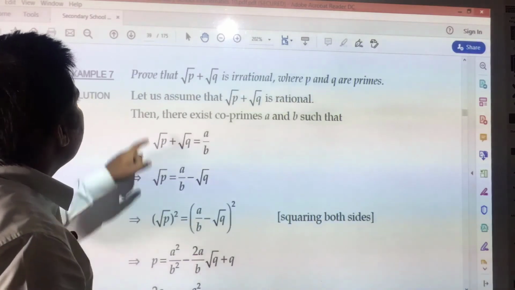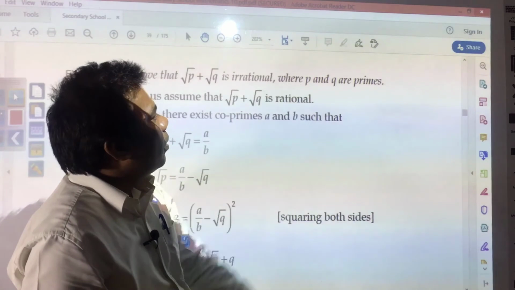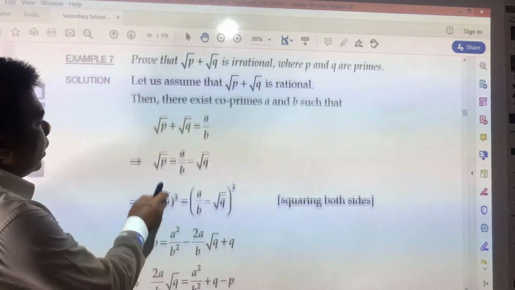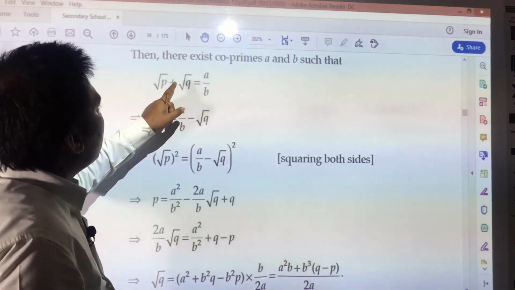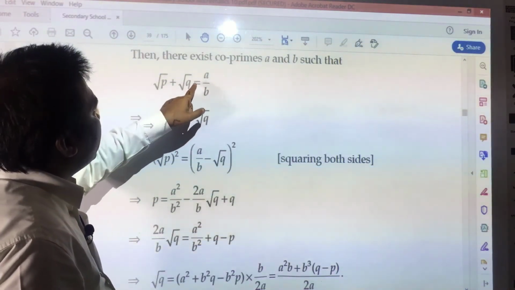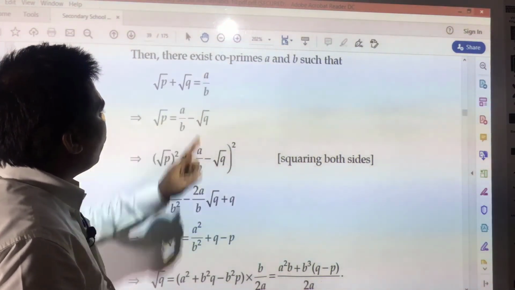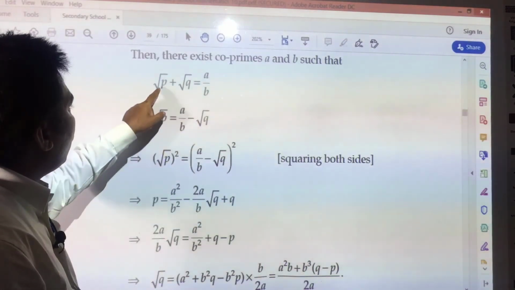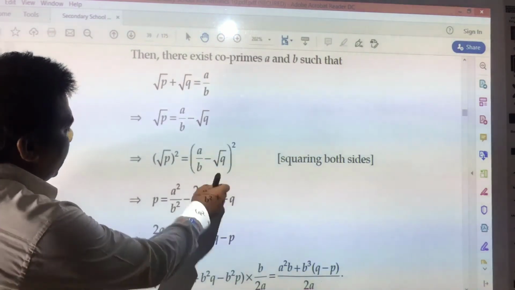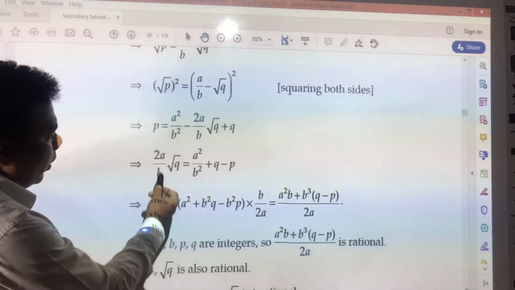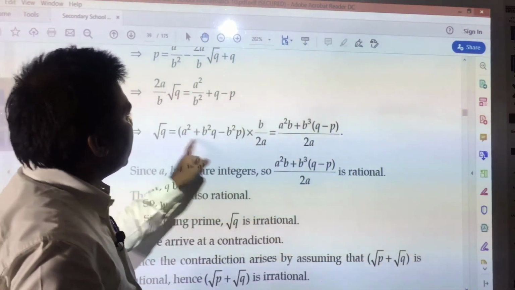Next you have: prove that root p plus root q is irrational, where p and q are primes. Again the same thing needs to be done. Suppose root p plus root q is a rational number, equal to a by b, where a and b are non-zero integers and they are co-primes. So root p will be equal to a by b minus root q. By squaring, as in the previous question you have solved, this is solved in the same way, you just need to know the simplification.